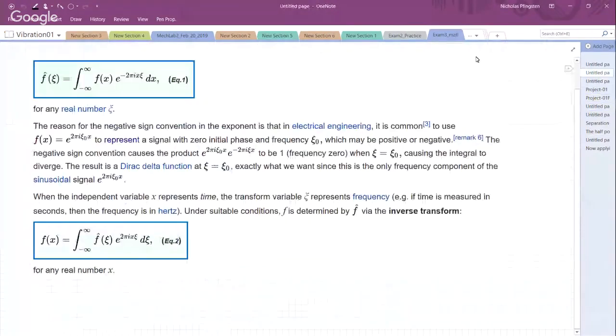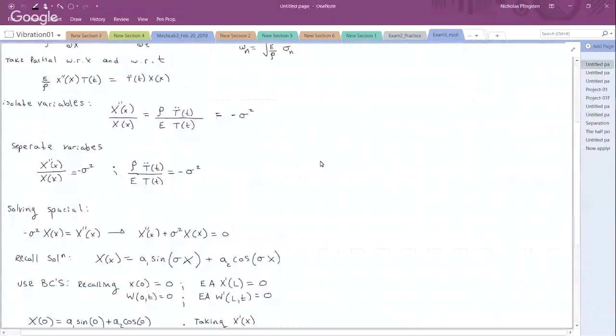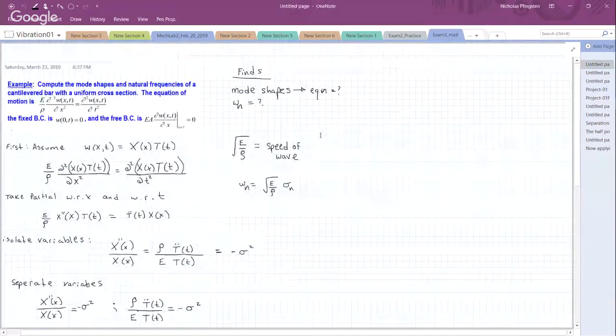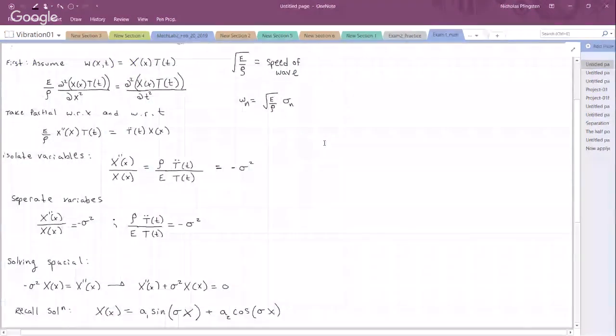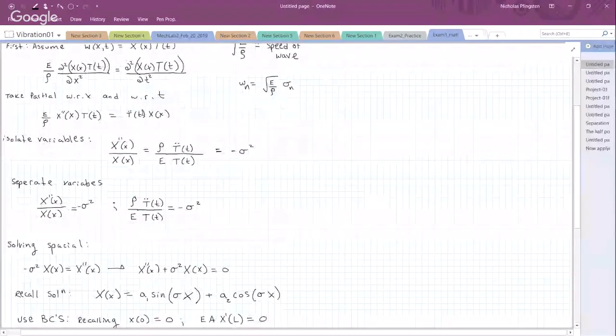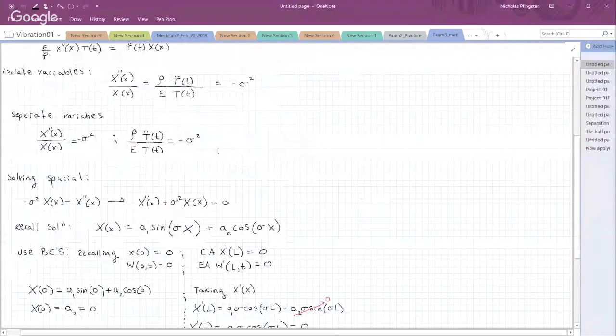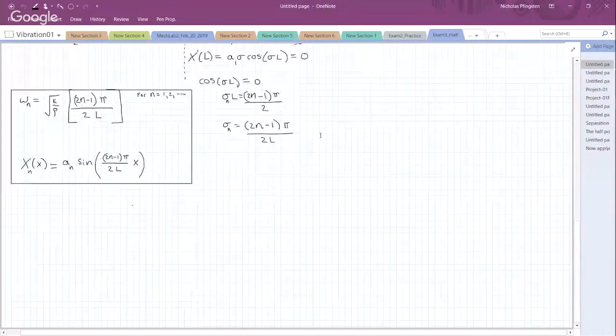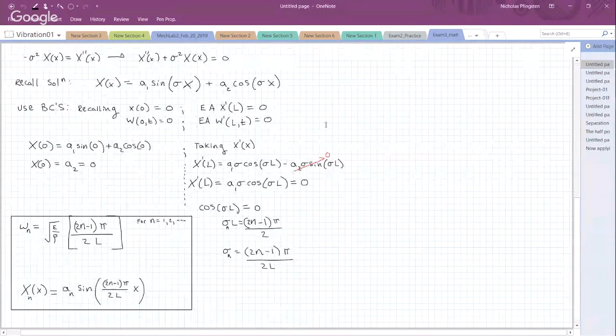And now the essence of separation of variables is to move all the spatial dependent terms to one side. I always tend to put them on the left side of the equal sign, the time dependent terms on the right. And along with the time dependent functions, I always put the material properties. All right, so if there's a modulus of elasticity and the density, they get shoved over to the side with the time dependent function.